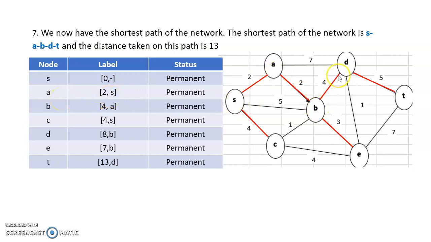This is the path taken, and this path is called the shortest path, and the distance on this path is 13. Remember, this tree does not have any circle. A tree should not form a circle. Only then will you be able to find the solution. Friends, this is how Dijkstra's algorithm works to find the shortest path of a given network.